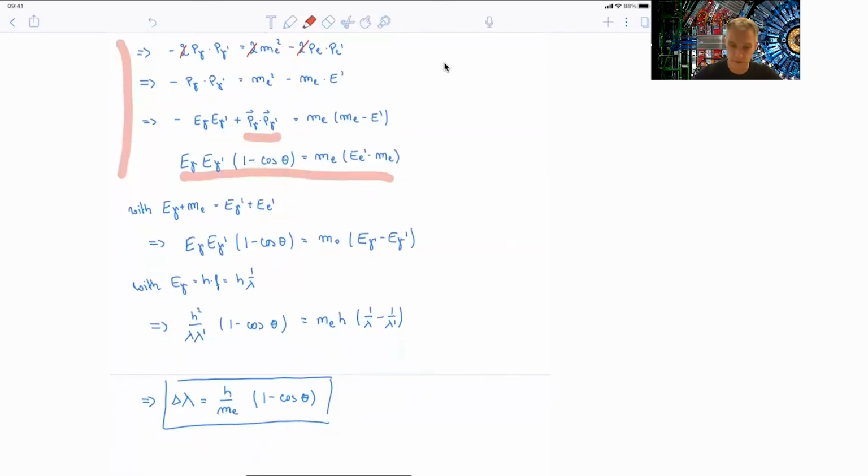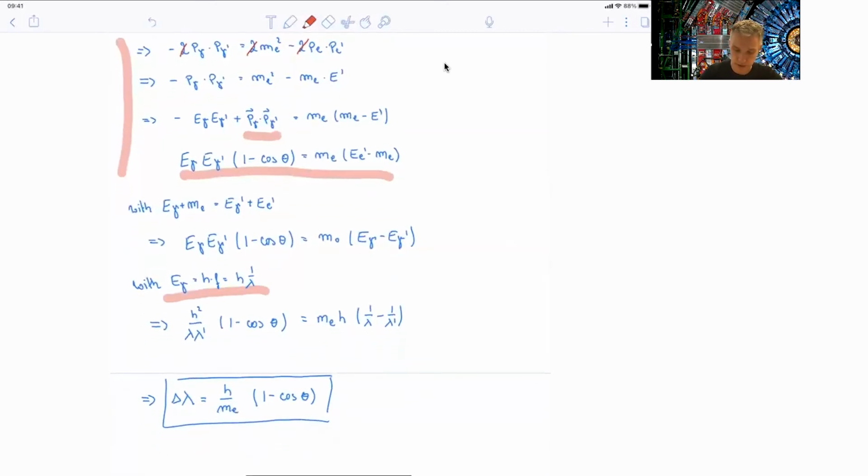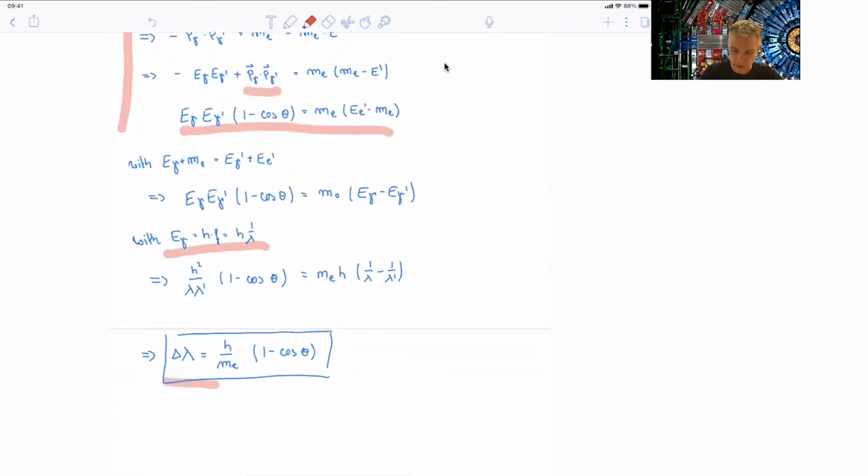Okay, and then we start using the Einstein relation here. And again, a little bit of algebra then brings us to delta lambda equal h over m_e times one minus cosine theta. So this relates the shift in wavelengths to the scattering angle of the photon.